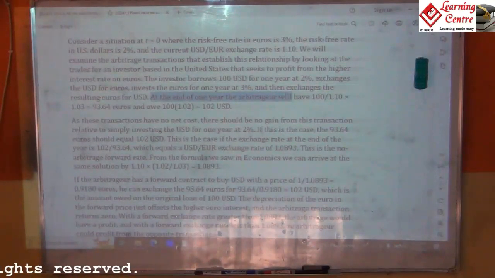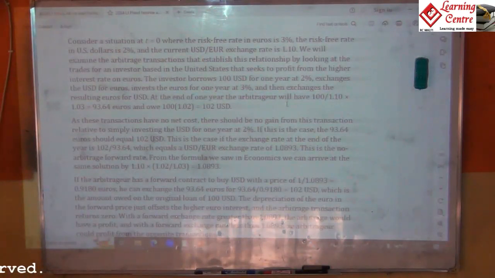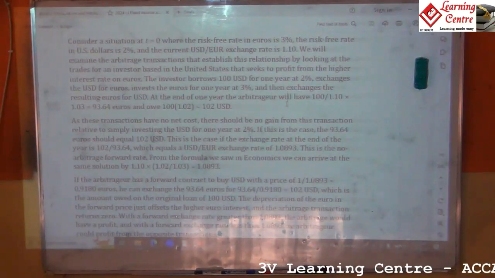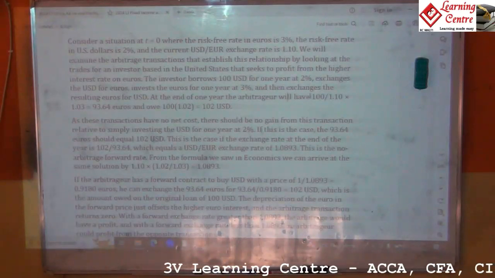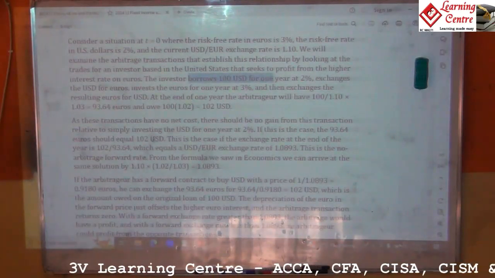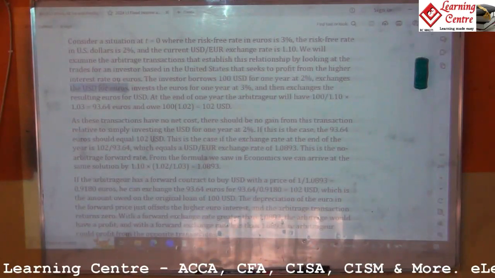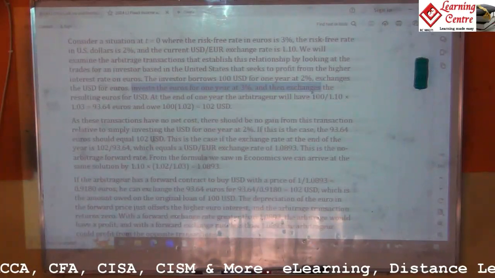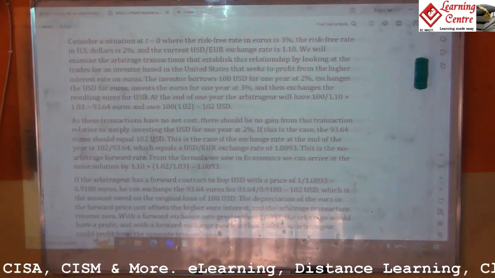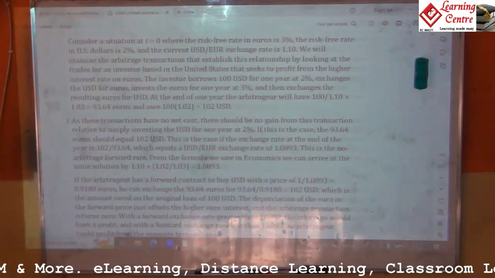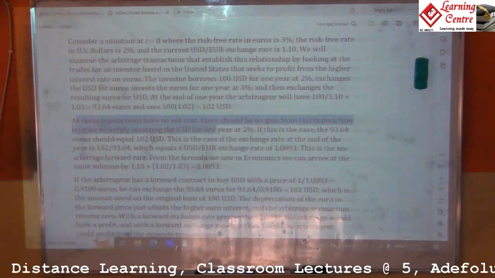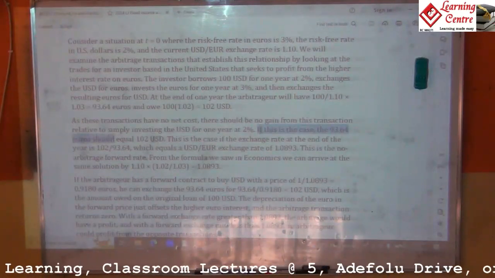At the end of 1 year, the arbitrageur will have, so this is just trying to follow the process of if you borrow in one currency, just like the example I gave, borrow in one currency, take the money, pay back in another currency. Are you having any arbitrage? That's what this is saying. So you borrowed 100 USD for 1 year at 2%, and exchange that USD for euros. He gets the euros and invests the euros at 3%, and then exchanges the euros back to USD. This was the example I gave you about the Naira, USD, pounds relationship. As these transactions have no cost, there should be no gain from this transaction. Remember I said that. If this is the case, this euro should equal 102 USD.